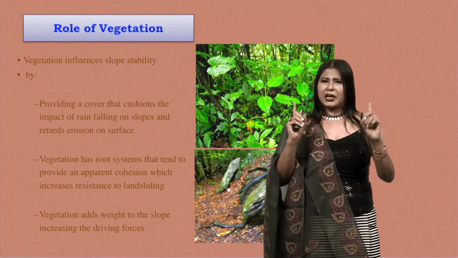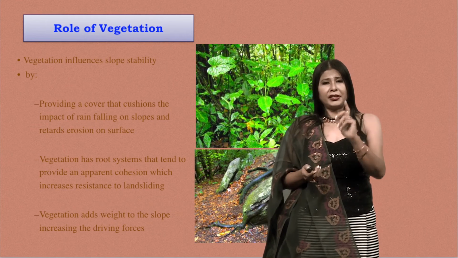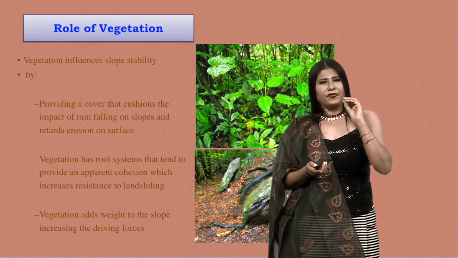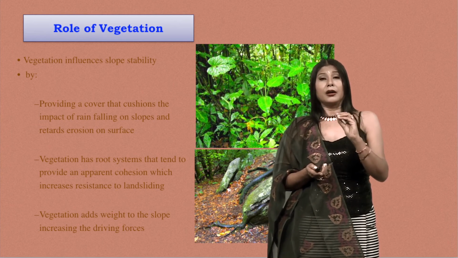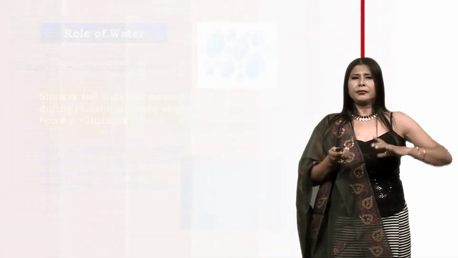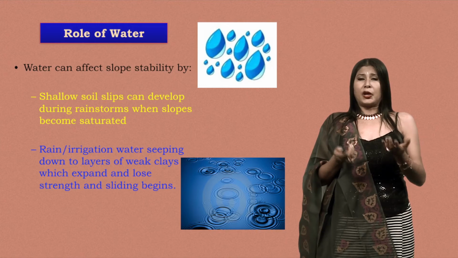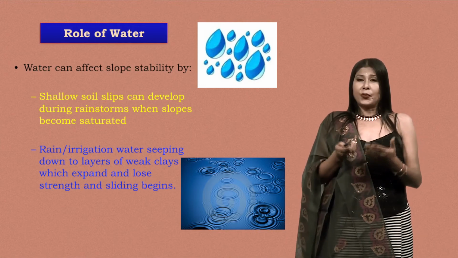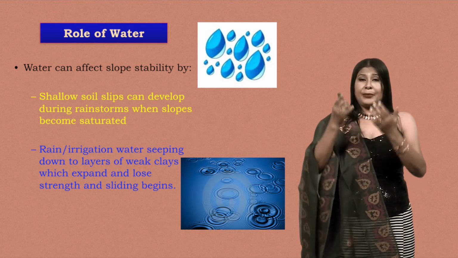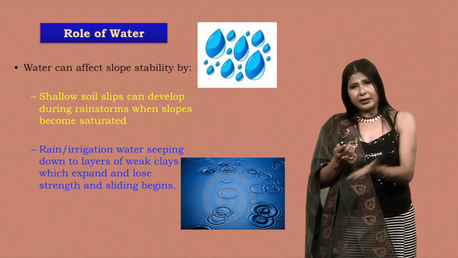The role of vegetation can be twofold, either it binds or sometimes it even breaks, but whatever it is, by and large, where the vegetation is more, they are mostly protected, but I already told you it is not always. And water can affect slope stability, shallow soil slips can develop during the rainstorm when slope becomes saturated. Rain or irrigation water seeping down to layers of weak clays which expand and lose strength and sliding begins.